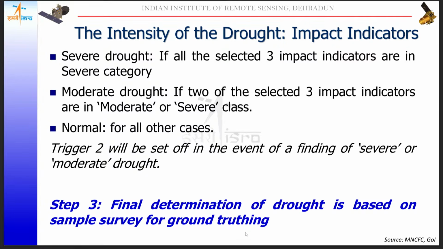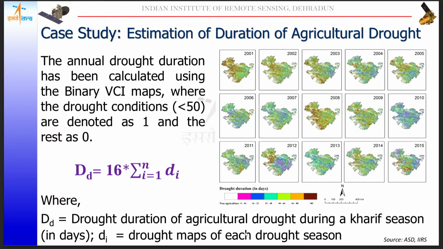With the same, if drought conditions may prevail in an area and the trigger 2 condition is set off, finding severe or moderate drought, then they proceed to step 3, which is the final determination of the drought at the stage of ground truthing, where they conduct a number of sample surveys in area-specific locations. So this is all about the basics and fundamentals, along with the basics of remote sensing and geospatial technology, and the Government of India MNCFC approach for the assessment of drought.